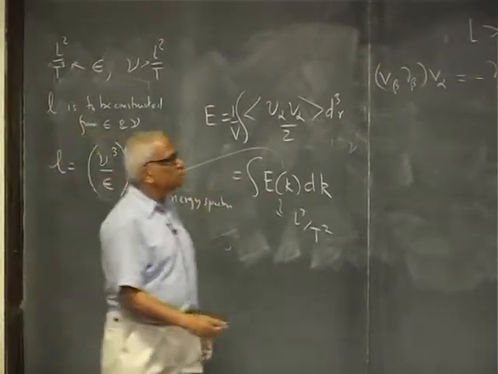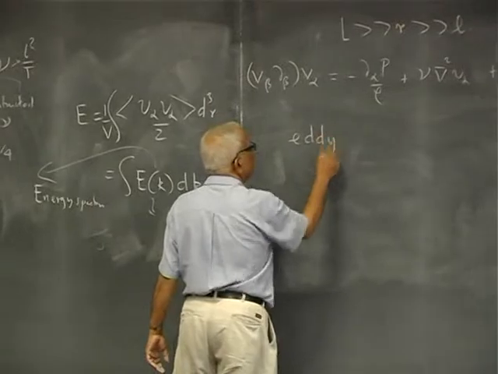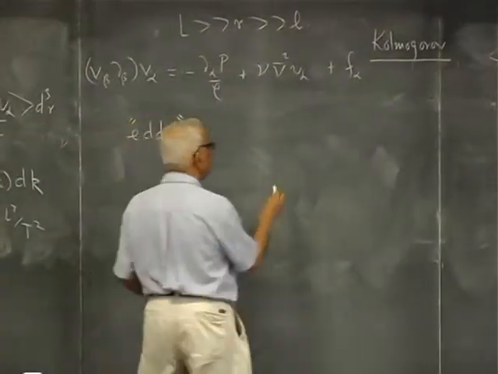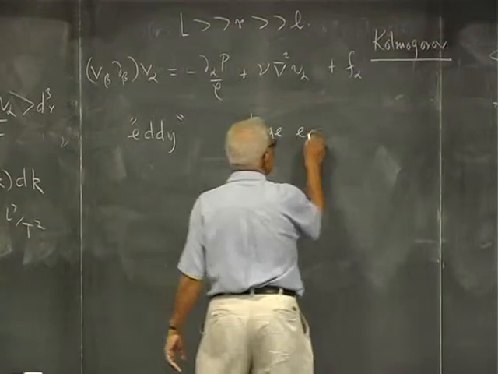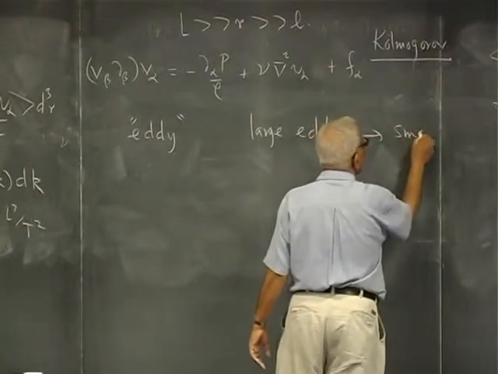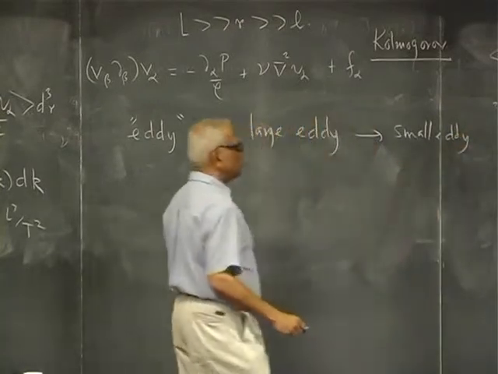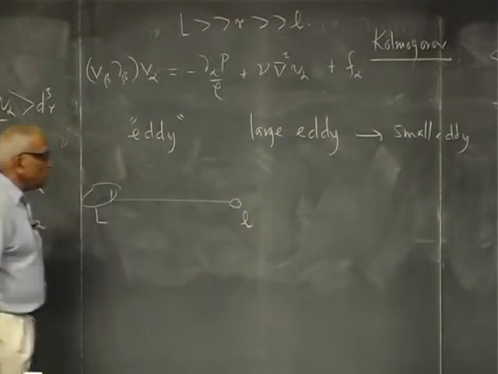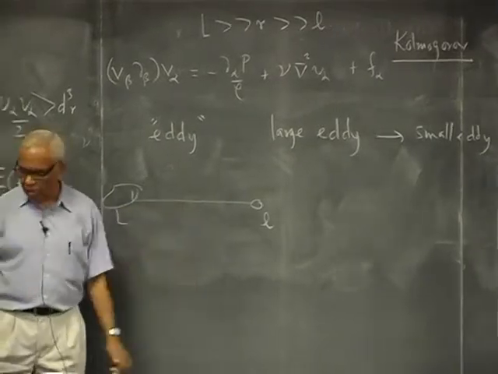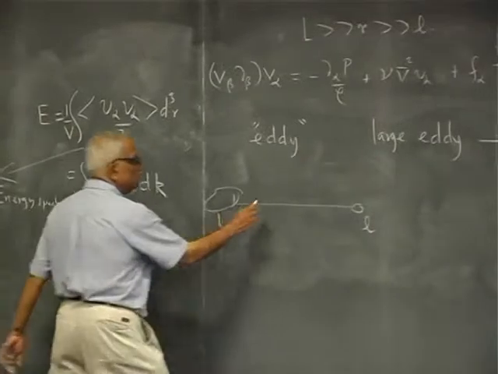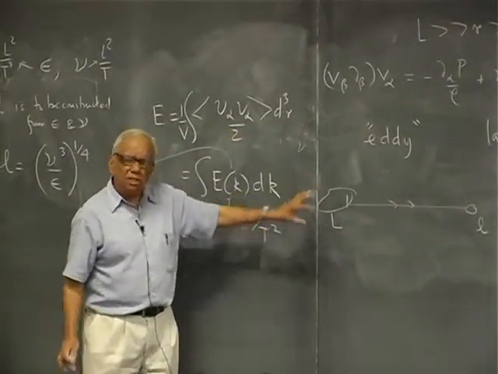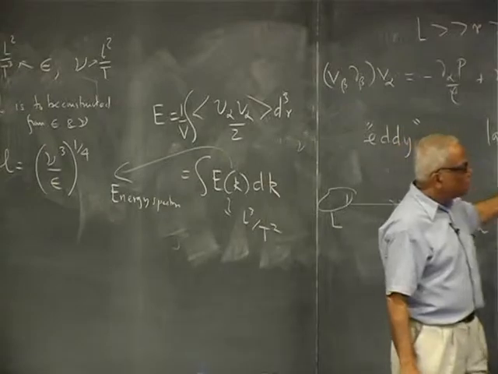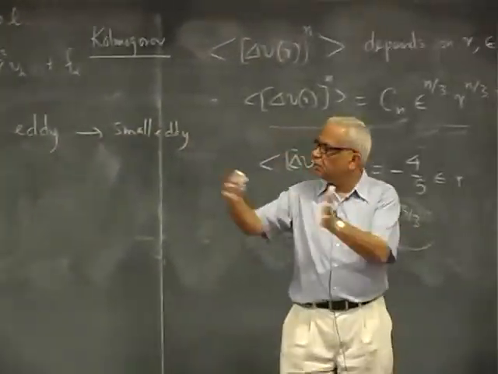Number two, everywhere you'll find a word called eddy. Eddy is a word which goes hand in hand with turbulence, and the issue is that from large eddy to small eddy, that's the energy transfer. What I said was from large length scales to small length scales, that's where the energy transfer occurred. The more picturesque way of casting it is to talk about energy being transferred from large eddies to small eddies.